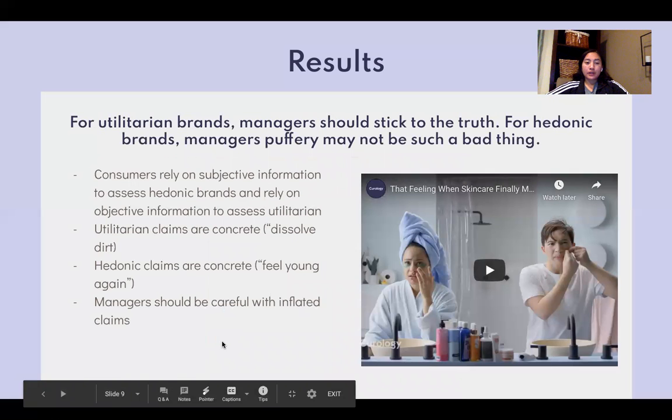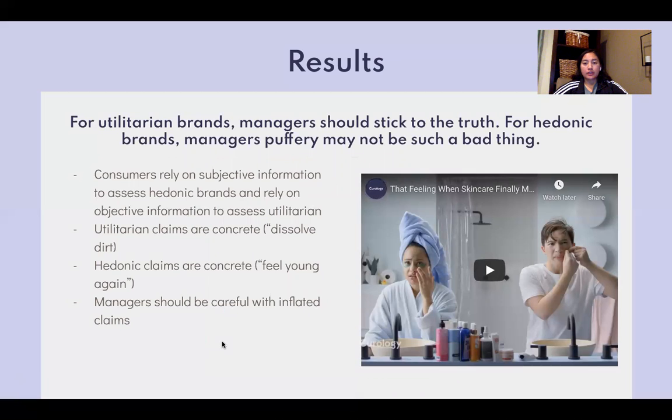Last but not least, for utilitarian brands, managers should stick to the truth. But for hedonic brands, managers can use puffery, and it may not be such a bad thing. They found that consumers rely on subjective information to assess hedonic brands, and they rely on objective information to assess utilitarian brands. So utilitarian claims are concrete. These would be things like dish detergent or dishwashing soaps, using claims like dissolving dirt, very straightforward.